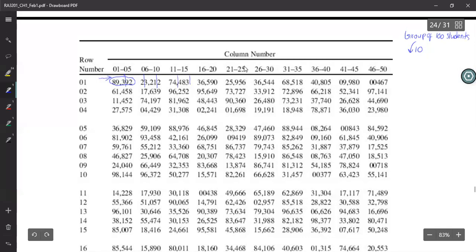If you want, you can do it from top to bottom. You can start from somewhere in the middle randomly. Or if you want to go diagonal, that is also okay. So you can pick your starting point and go from left to right, or even right to left, top to bottom, or bottom to top, diagonally.